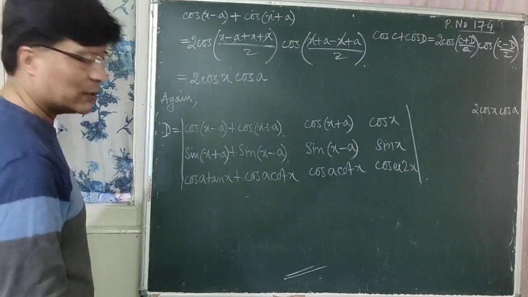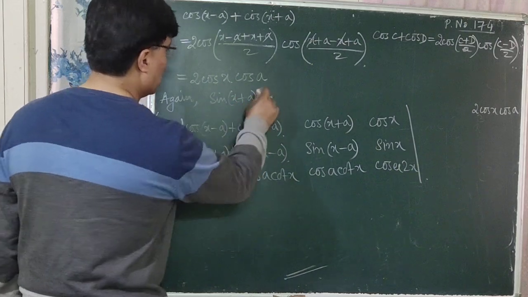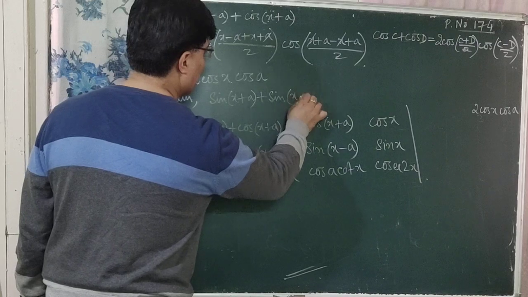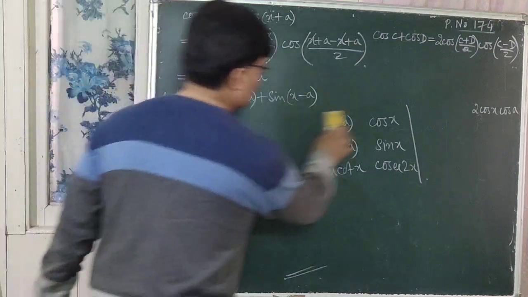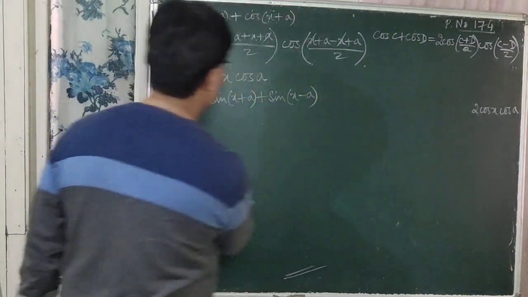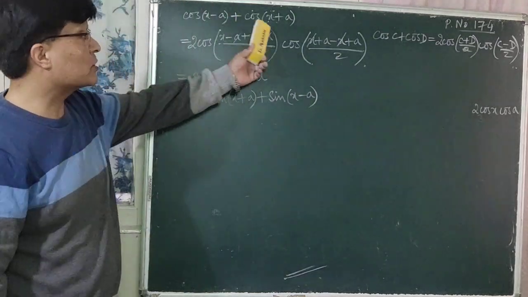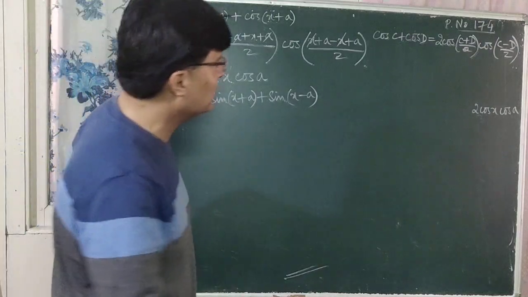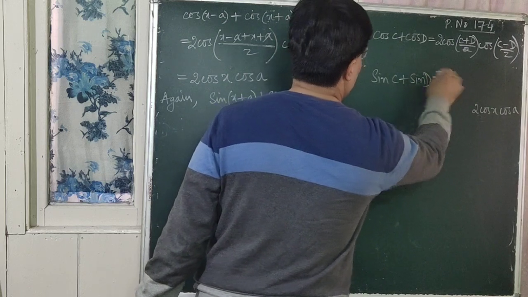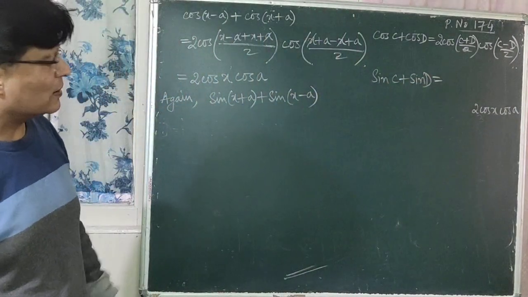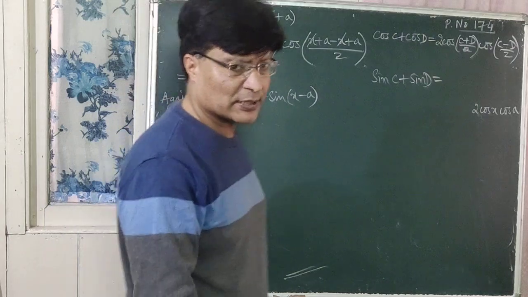Again, what is the second element of the first column? It is sine of x plus a plus sine of x minus a. So let us simplify it. In this case, which formula is used? Okay, I used cos c plus cos d. Now we use sin c plus sin d. So you have done it in class 11, isn't it? This formula is from the chapter Transformation of Products and Sums. So it is sin c plus sin d. So what is the formula?